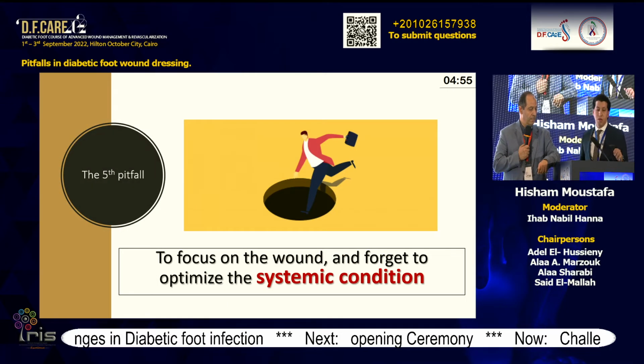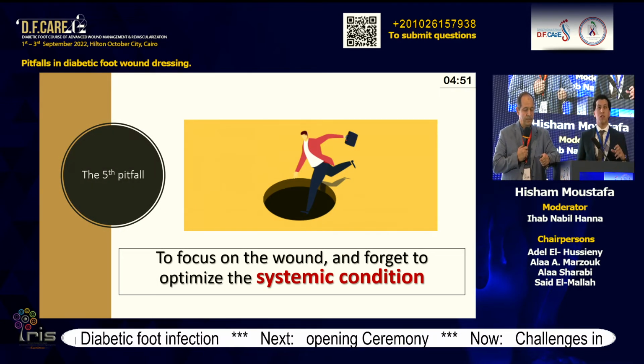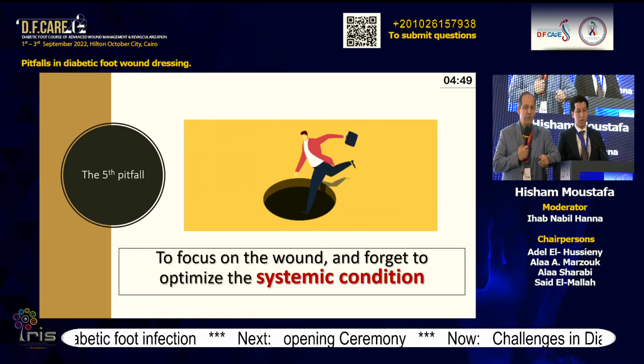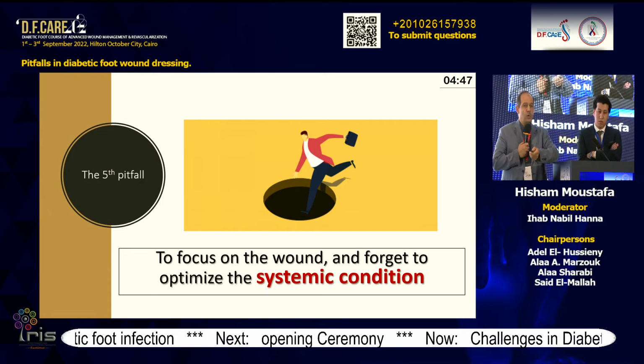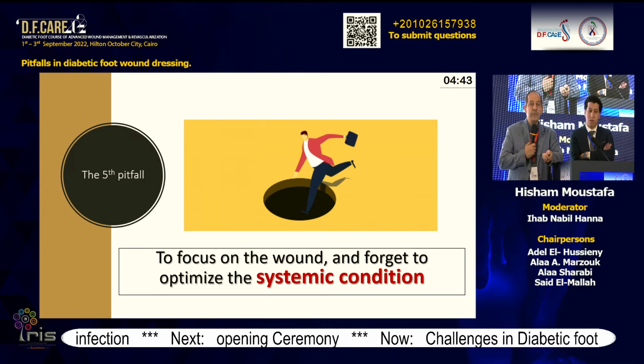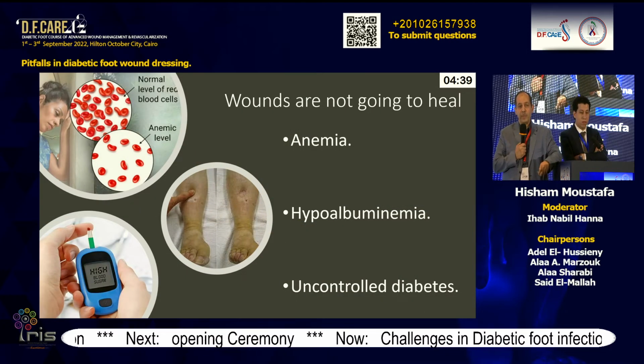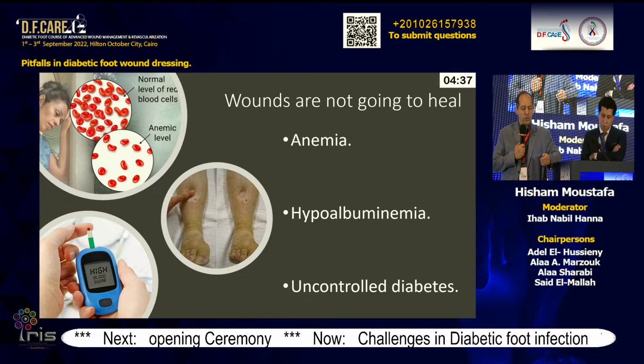The fifth pitfall is to focus on the wound and forget to optimize the systemic condition. What's your opinion if you have a wound in a patient who is anemic, or hypoalbuminemic, or has uncontrolled diabetes? I think wound healing will never occur.